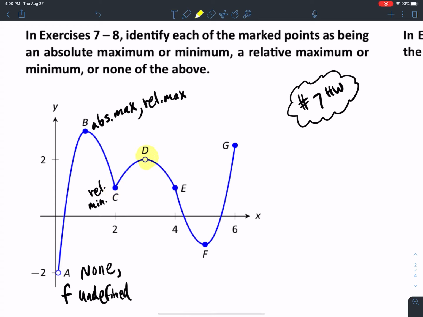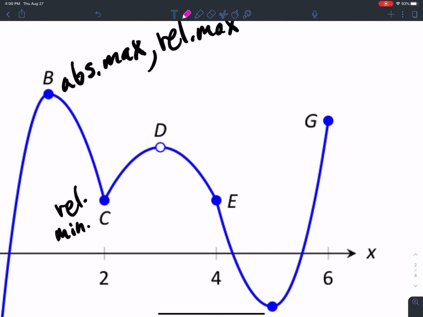This next one here, this is interesting. Why is it interesting? Well, it looks like the highest y value around the place, but then you start thinking about it. Well, what is the y value? Whenever I plug in this value, what does it output? It actually outputs does not exist, right? It's undefined. So is there an absolute or relative max here? Nope, there is not. It's undefined at this point.